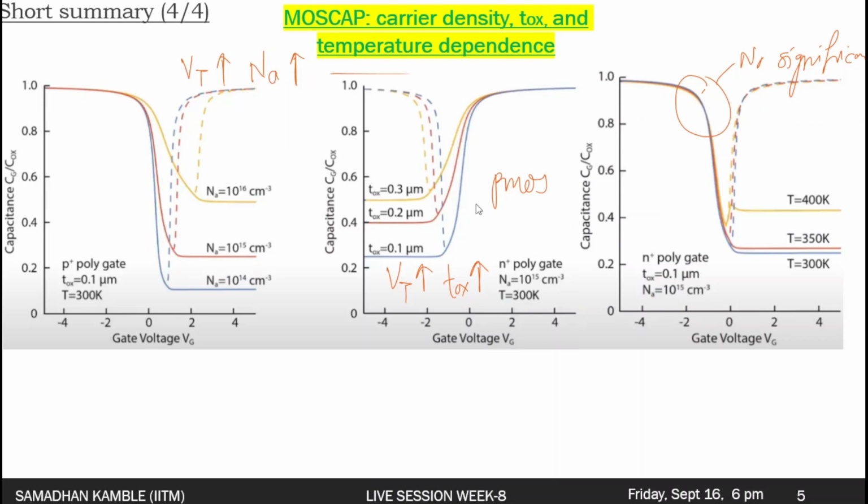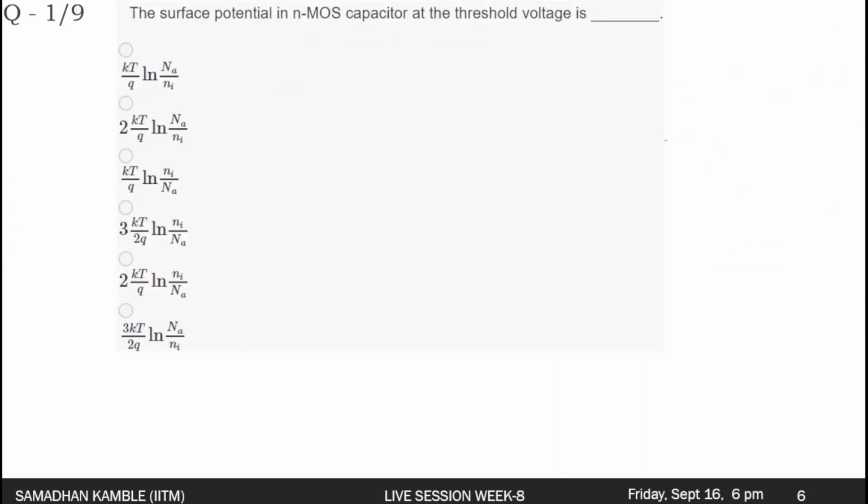Okay, so I think this is about the summary, and we can start with the problems now. The first problem is quite simple and conceptual. I want you guys to just answer here. The question is, the surface potential in an NMOS capacitor at the threshold voltage is. So can anyone just turn on your mic and give your thoughts on this?